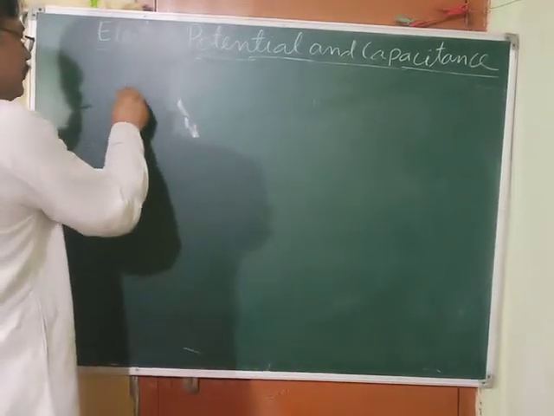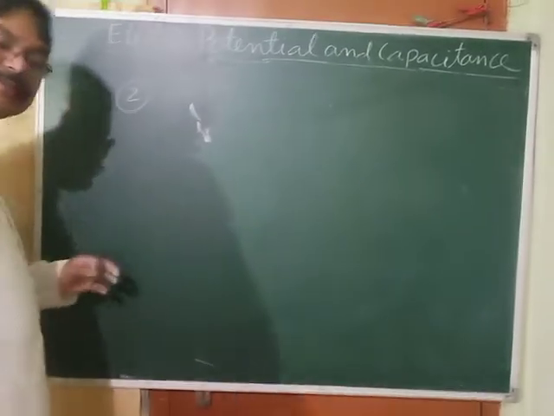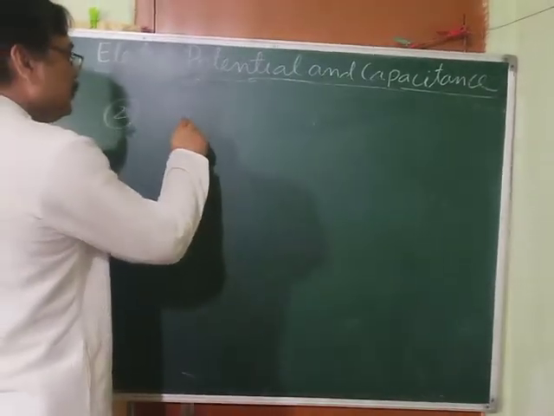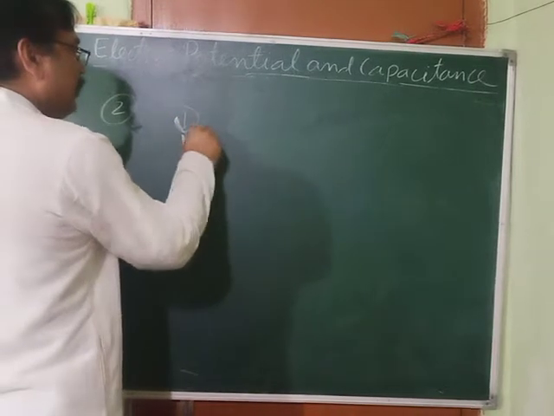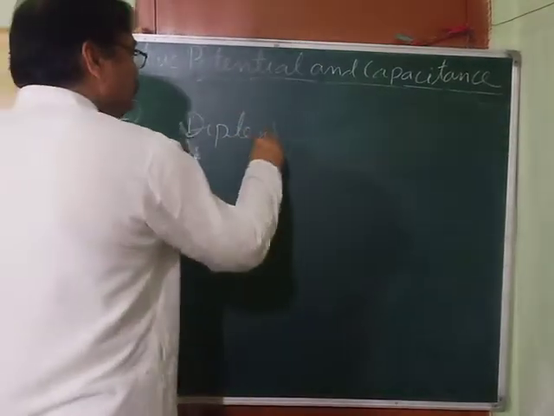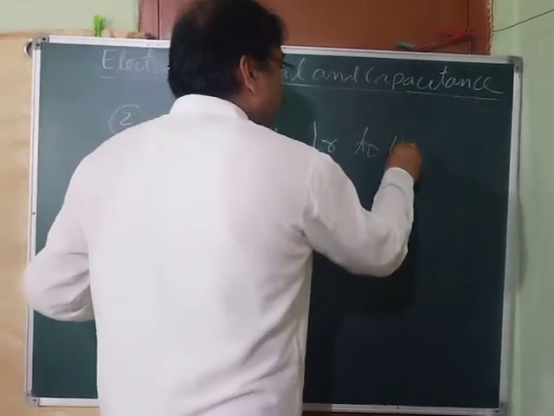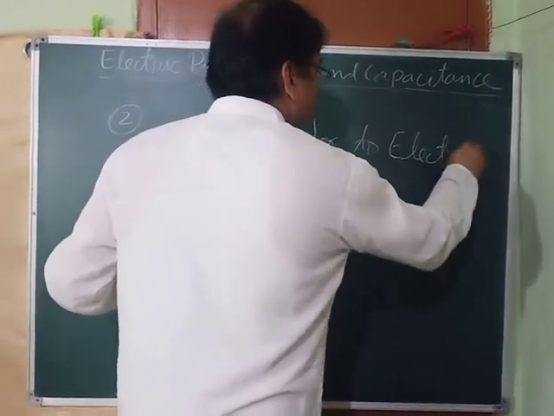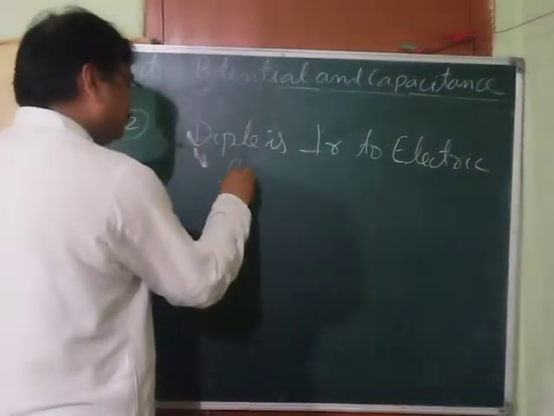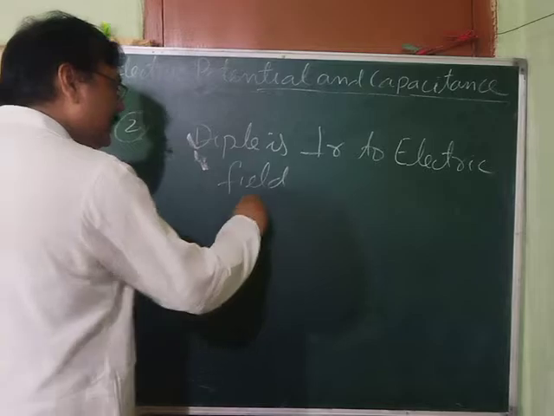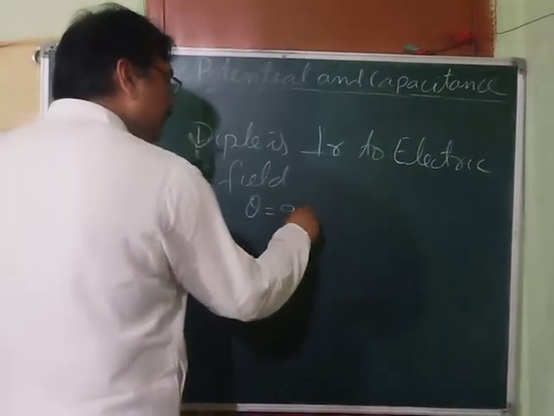Suppose that was the first one, this is the second point. Okay, these are very important points. Suppose this dipole is perpendicular to the electric field. Then what will happen? Obviously, theta is equal to 90 degrees.